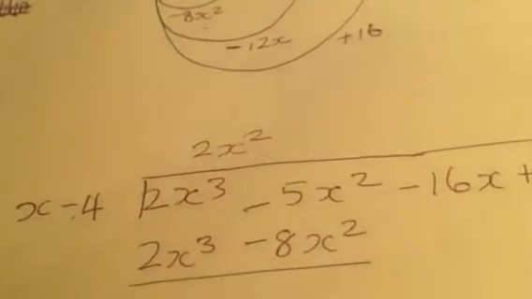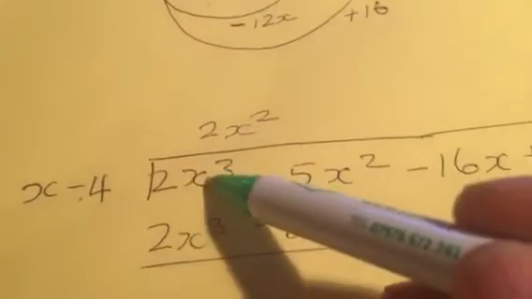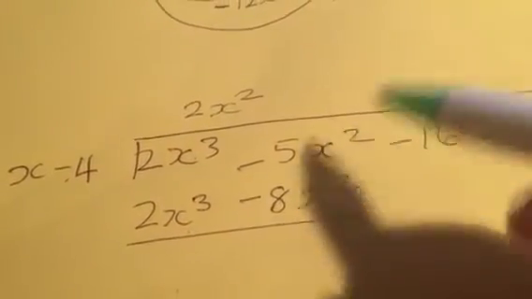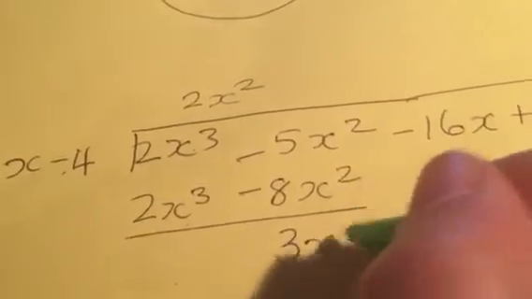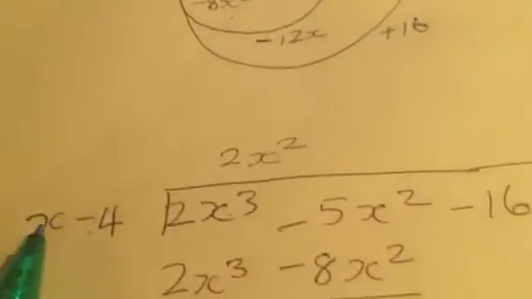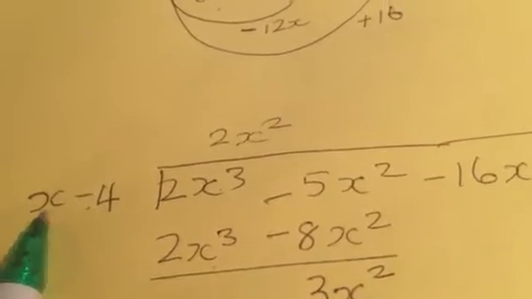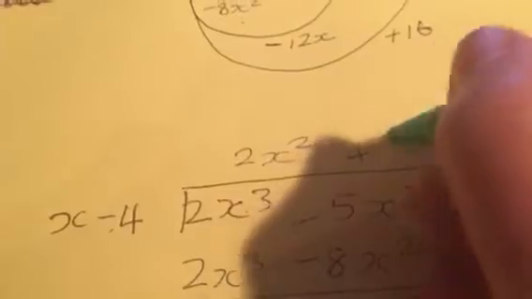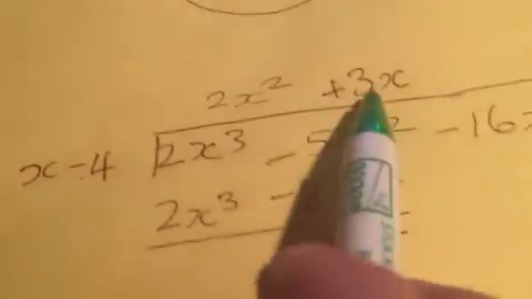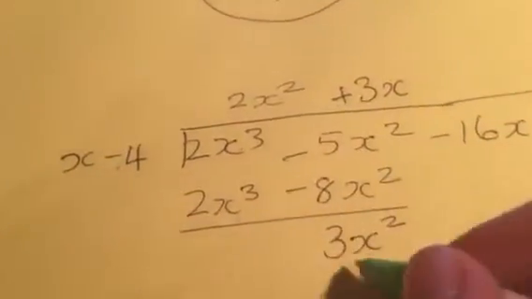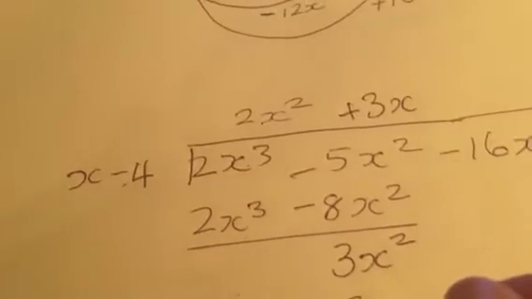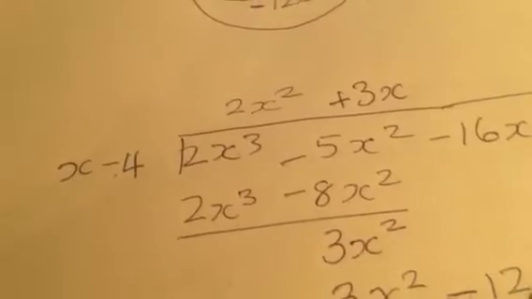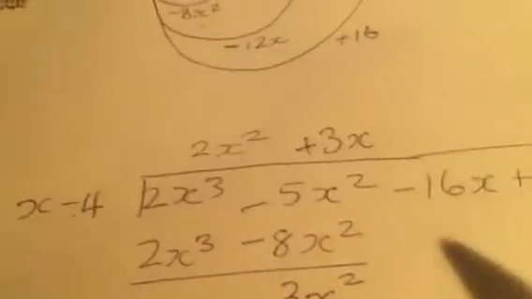I then look at the difference that I've got there. I subtract, that minus that is nothing. Minus 5 minus minus 8 gives me plus 3x squared. I then look at this, I go, how many times does x go into 3x squared? It goes plus 3x times. So 3x lots of x minus 4 would give me 3x squared minus 12x. I then subtract.